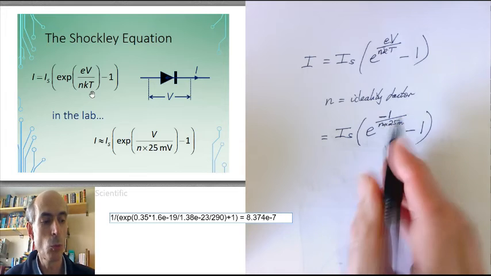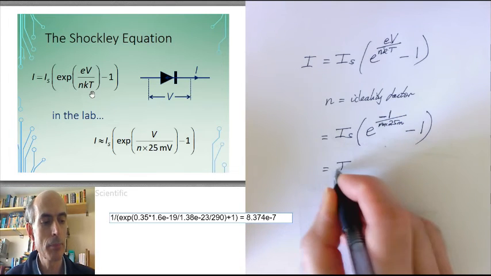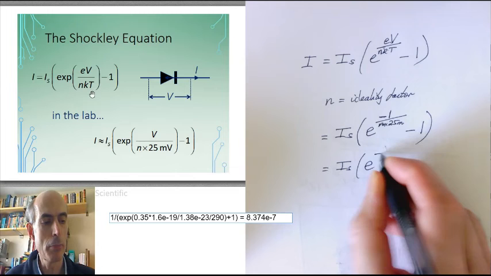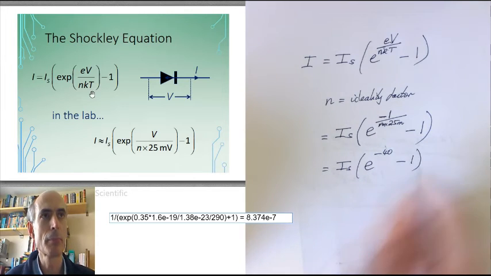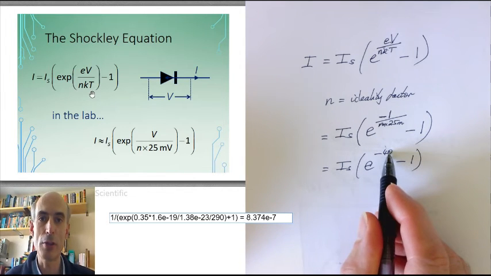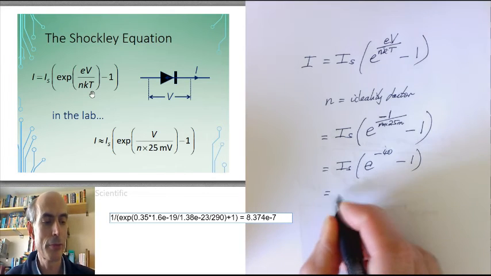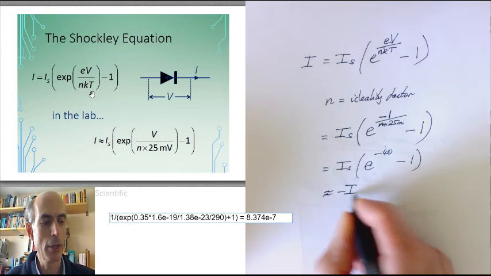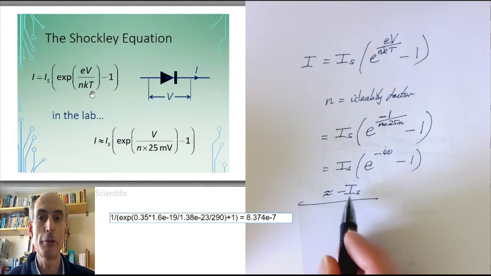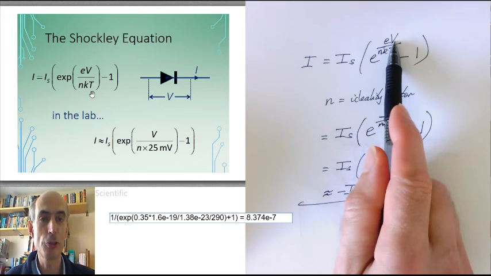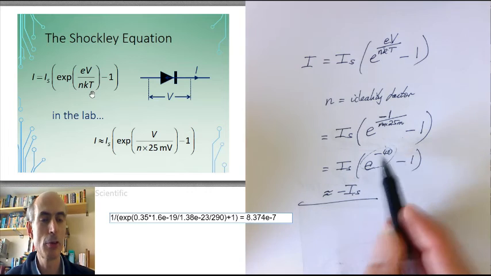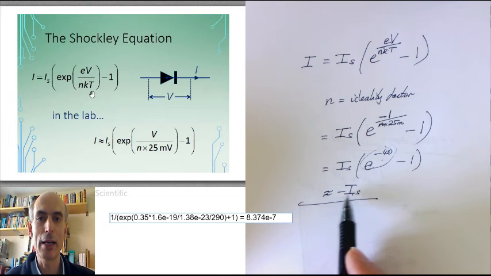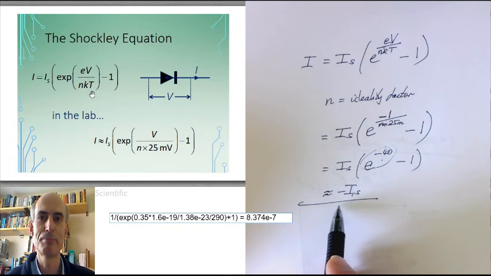When n is equal to 1, that would be e to the power of minus 40, minus 1. Well, e to the power of minus 40 is negligibly tiny compared to 1, so the net result would be, to a very good approximation, minus the saturation current would be flowing. And if the voltage across the diode is more negative than 1 volt, this would be even more negligible, and we'd still have the saturation current flowing.